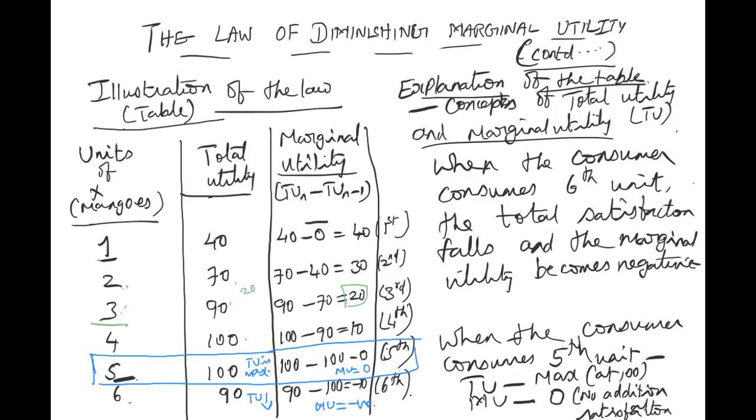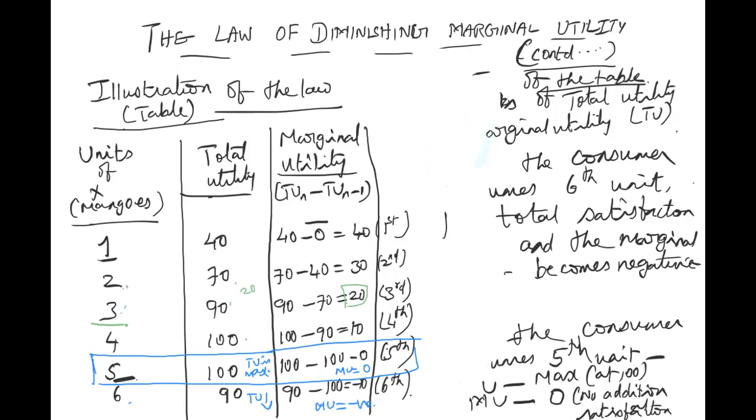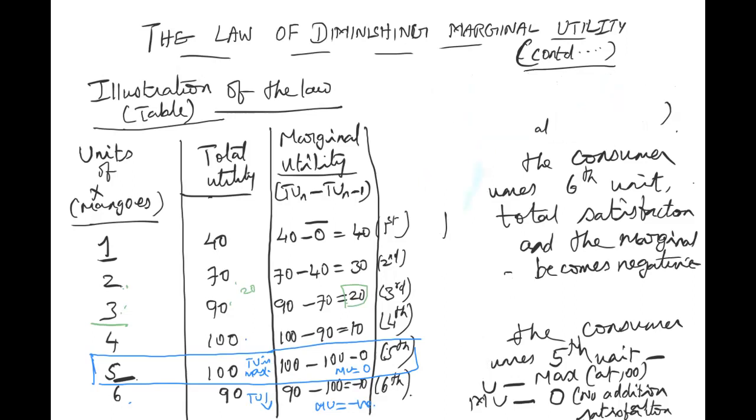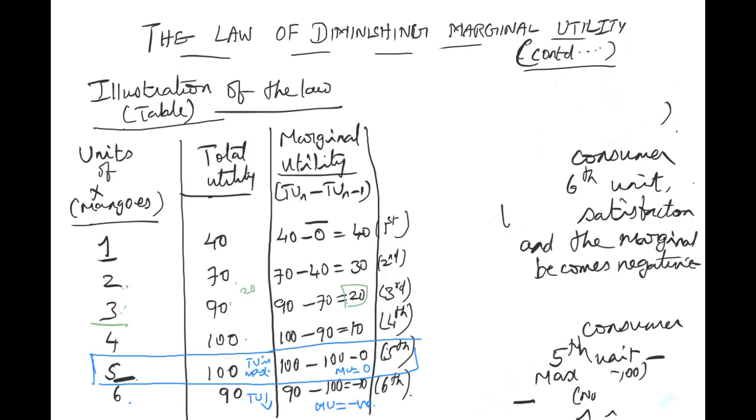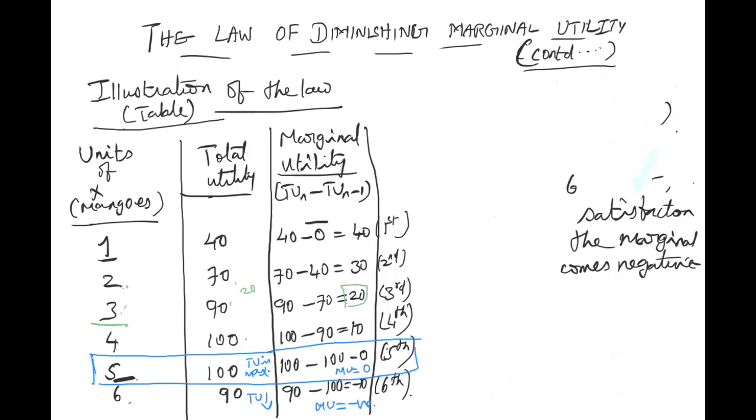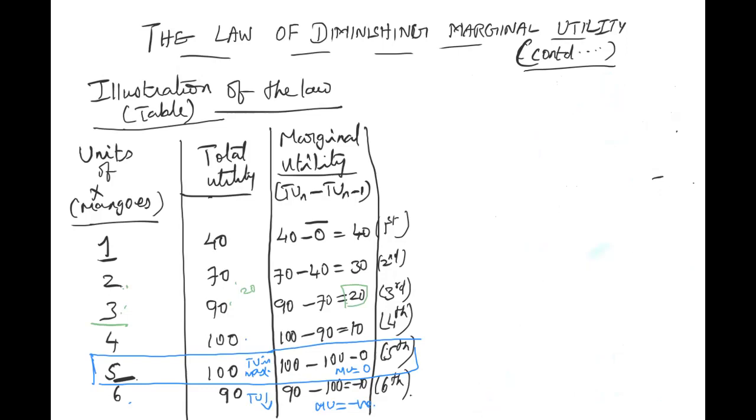Now the same thing has to be explained in the form of a diagram. The same illustration of the law is expected to be exhibited in the form of a diagram also. So the next part of the topic is explaining the same law diagrammatically. The graphical representation of the table is the diagrammatic representation. So the next heading is diagrammatic representation.